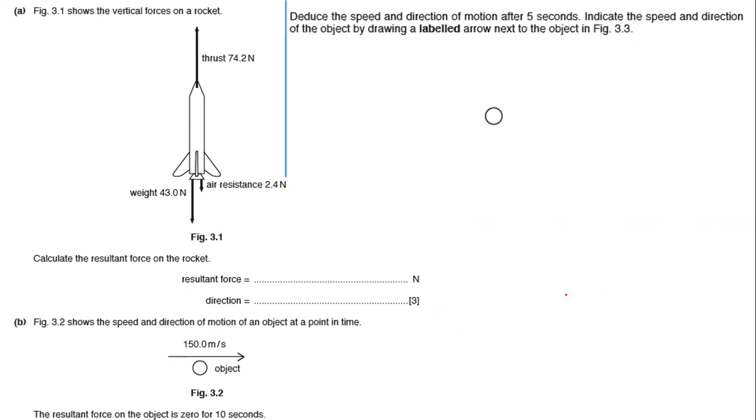Figure 3.1 shows the vertical forces on a rocket. Thrust is 74.2 Newton. Air resistance is given. Weight is given over here. The rocket is moving up. Calculate the resultant force on the rocket. Resultant force and direction we have asked. Deduce the speed and direction of motion after 5 seconds. Indicate what is being asked. So, calculate the resultant force on the rocket. What is the resultant force?